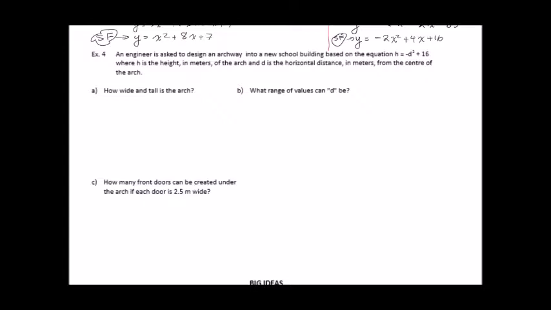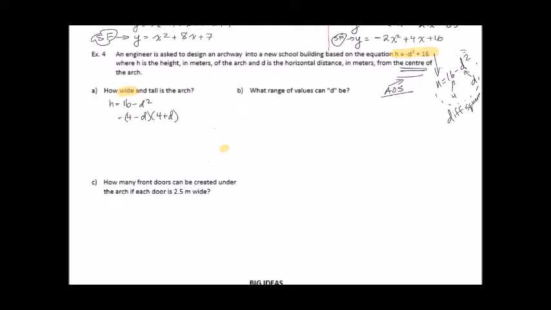So, the engineer is asked to design an archway into a new school building based on this equation, where H is the height in meters and D is the horizontal distance in meters from the center. Now, because that's from the center, this gives us a hint. This might mean the AOS, the axis of symmetry of the parabola that this equation represents.